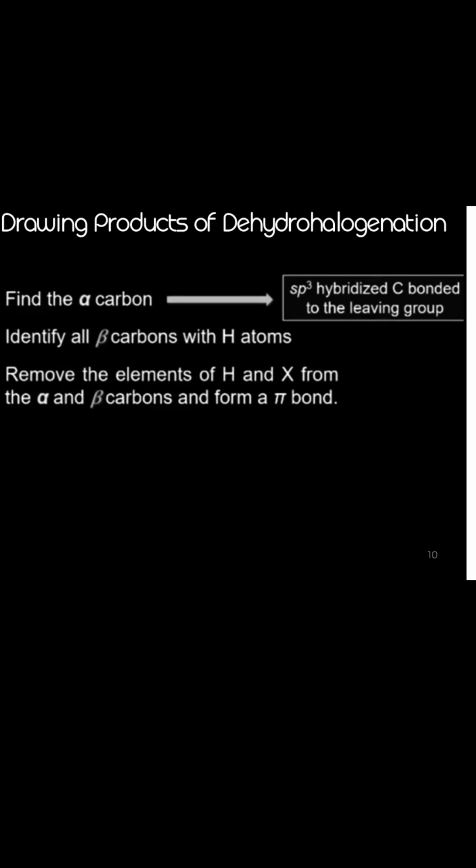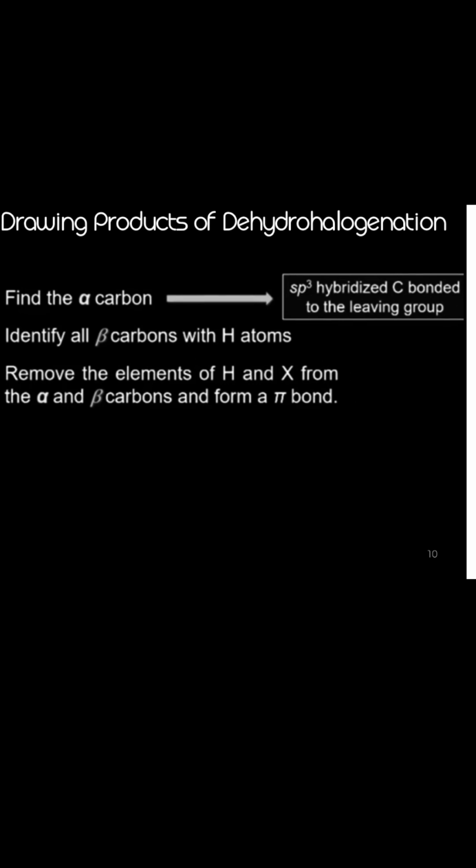These are the steps of dehydrohalogenation. First of all, you have to find the alpha carbon. You also need to know that it is the sp3 hybridized carbon bonded to the leaving group. Identify all beta carbons with H atoms; the carbons which are connected to the H atoms are the beta carbons. Remove the elements H and X and form a pi bond. This is all about the elimination reaction.